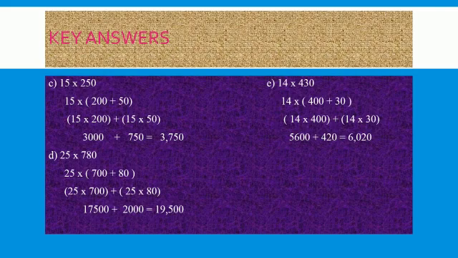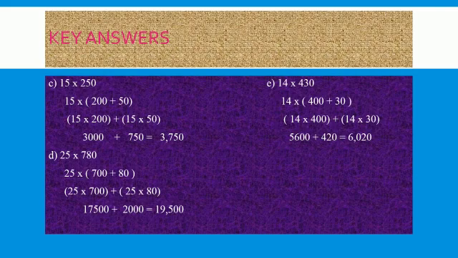Next we have 25 into 780. 25 into 780 can be written as 700 plus 80. Now 25 is multiplied with 700 and 80 separately with the plus sign in between. Solving the bracket, we get 17,500 plus 2000. The final sum will be 19,500.